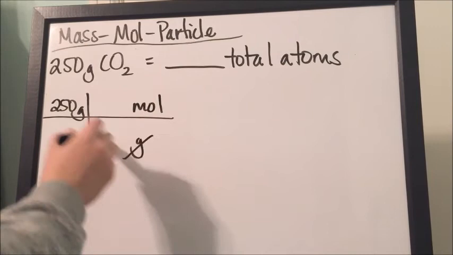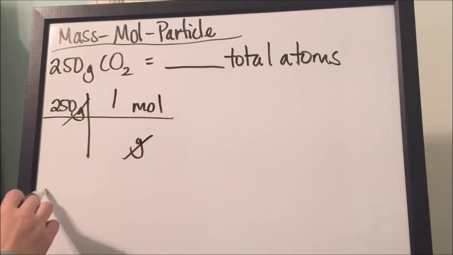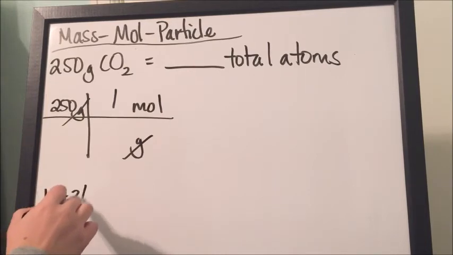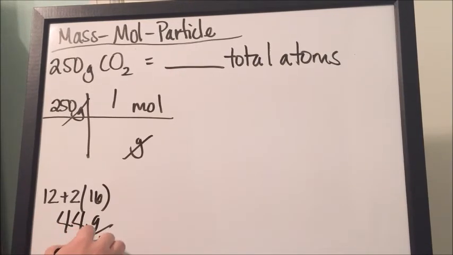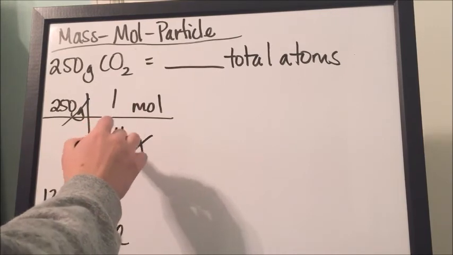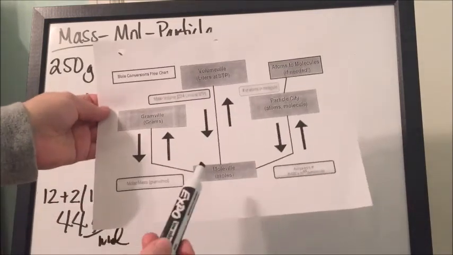Grams on the bottom, so they cancel. 1 mole, this is molar mass. CO2, let's see, carbon is 12 plus 2 oxygens that are 16. That's 32 and 12, 44 grams per mole. So this is a 44. If I were to calculate this right now, I'd be in moles, but that's not what I wanted. Although that does bring me to here on my roadmap.